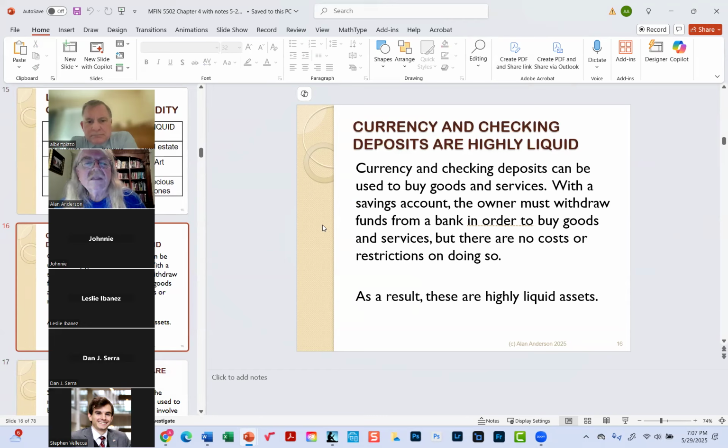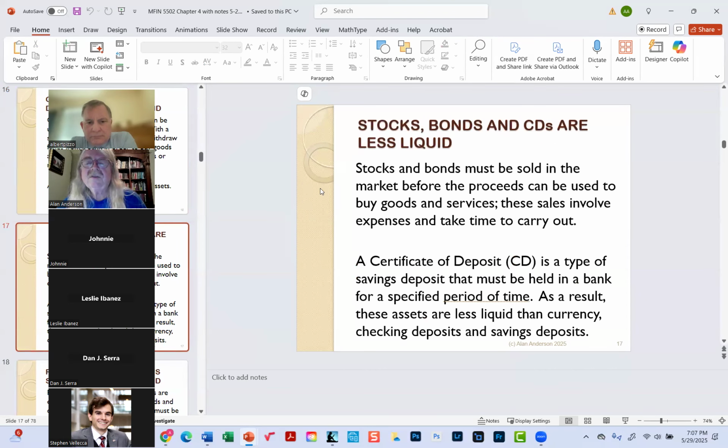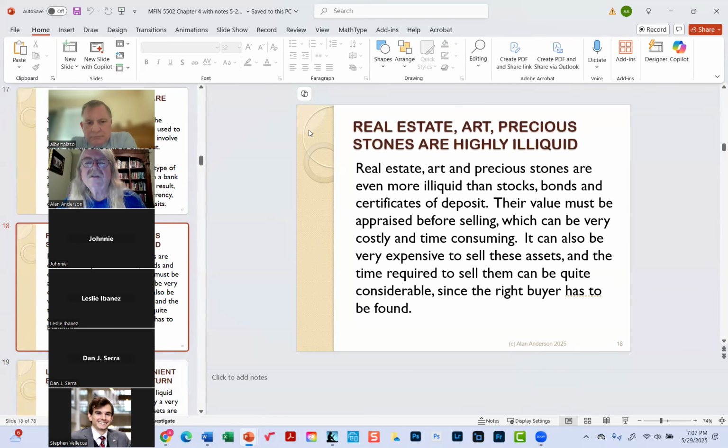Now, here we're going to see that the Federal Reserve has its own definitions for what is money, and they do depend on liquidity, basically. So currency, meaning notes and coins, and checking deposits would be considered absolutely the most liquid assets in the economy, and therefore they must be a form of money. We also have stocks and bonds, CDs. They're not quite as liquid, and of course, really expensive assets like real estate, art, precious stones are highly illiquid, so they would not really be considered to be a form of money.